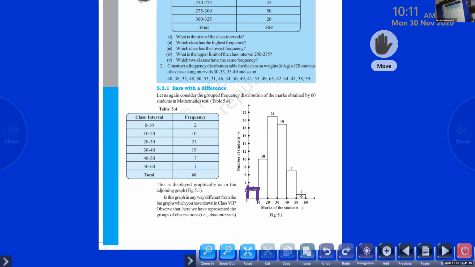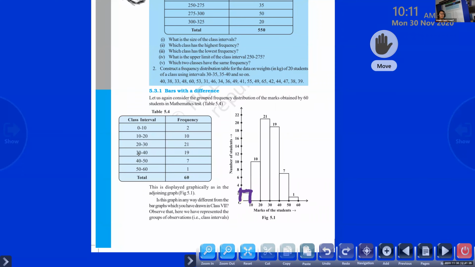Between the bars, because we are representing the classes now. See, the classes are continuous: 0 to 10, after that 10 to 20, 20 to 30. They are continuous. Since the classes are continuous, our bars are also continuous. Each new bar is adjacent to the previous one. There is no gap between them. So let us try to draw.